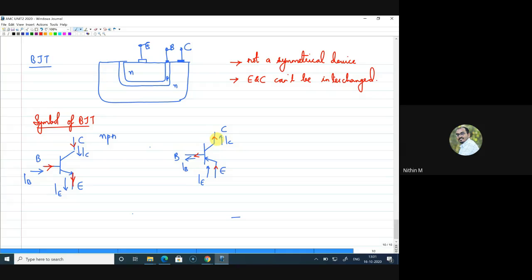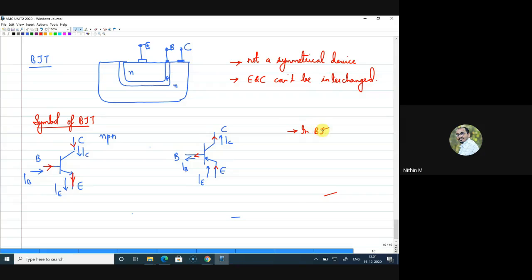But in the case of MOSFET, you had a zero gate current. So that makes a difference. One difference is the input impedance of a MOSFET, because of zero gate current, was infinity, but in the case of BJT, you have a finite input impedance. That is one more difference. Let me just write that here.